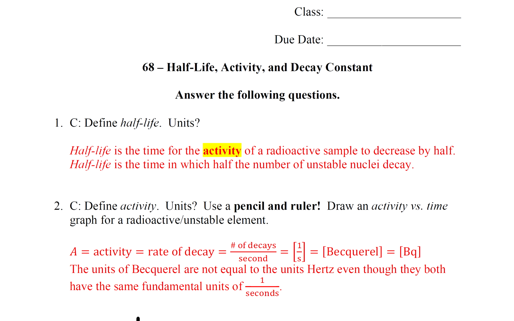Question 15. State the relationship between the half-life and the decay constant. The half-life is equal to the natural log of 2 divided by lambda, which is equal to 0.693 over lambda.